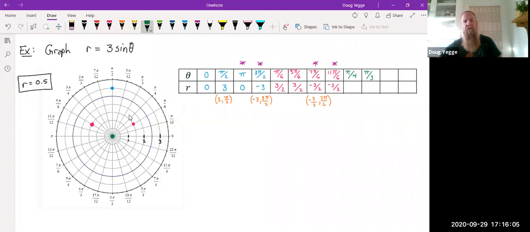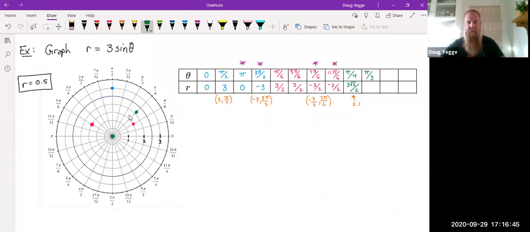All right, well, sine of pi over 4 is √2 over 2 times 3 gives me 3√2 over 2. Now, if you punch that into the calculator, you would see that 3 times √2 is about 4.2. Divided by 2 gives me approximately 2.1. So it's not going to be exact, but we know that at the angle of pi over 4, we're going to move out 2.1 concentric circles, which would be a little past 2, and that would be a point as well.